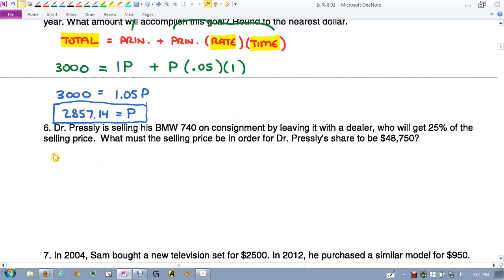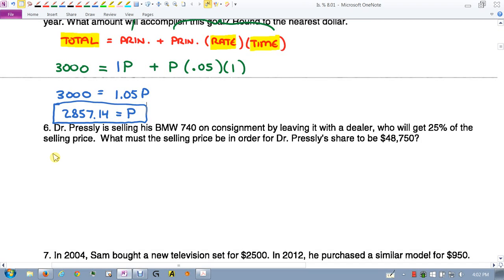Dr. Presley is selling his BMW 740 on consignment by leaving it with a dealer who will get 25% of the selling price. What must the selling price be in order for Dr. Presley's share to be $48,750?